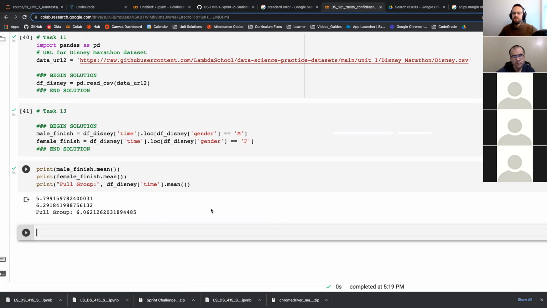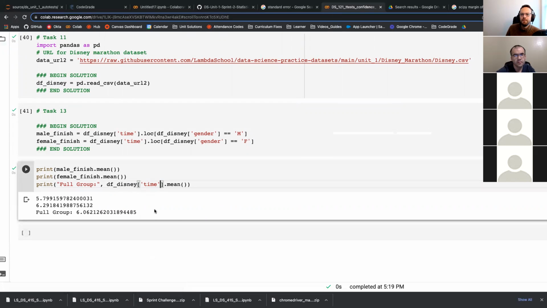So when you look at the average, what we're looking at here is the question of whether they are potentially from the same population. Or what's the probability that both of these groups would be from the same population?